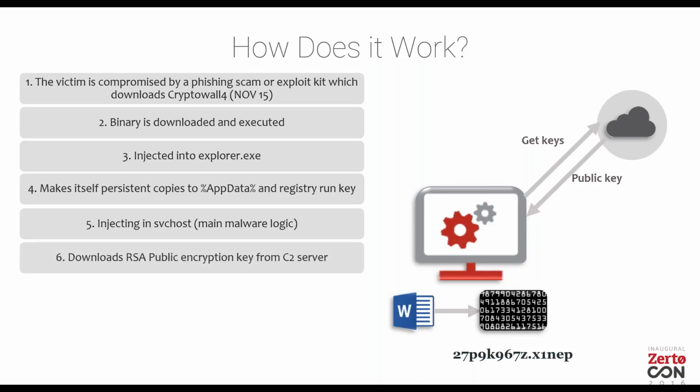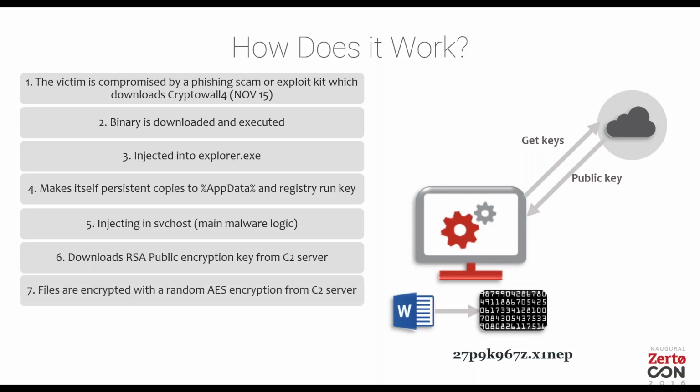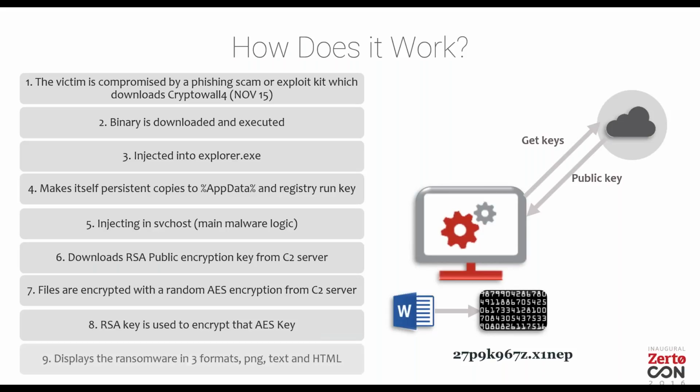At this point, it's going to go to its command and control server. Now, if the command and control server is online, it is going to download an RSA public encryption key. And it is then going to start encrypting your data with a random AES encryption key from that C2 server. The RSA public key is then used to encrypt the key that was used, and all your data is then locked, and you get the file extensions like we see here.